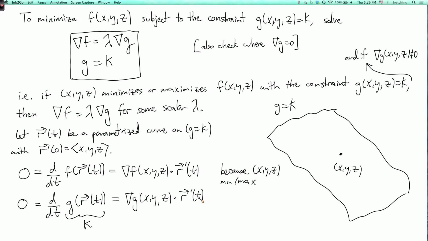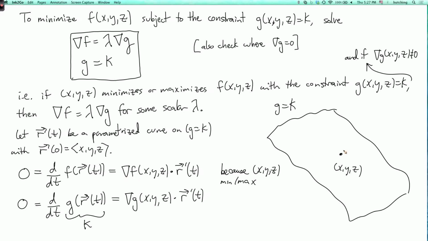And the vectors r prime of t that can arise this way, those comprise the tangent plane to the surface. So the tangent plane is those vectors that are perpendicular to the gradient of g. And those vectors are also perpendicular to the gradient of f. So since every vector that's perpendicular to the gradient of g is also perpendicular to the gradient of f, it follows that the gradient of f is a scalar multiple of the gradient of g.